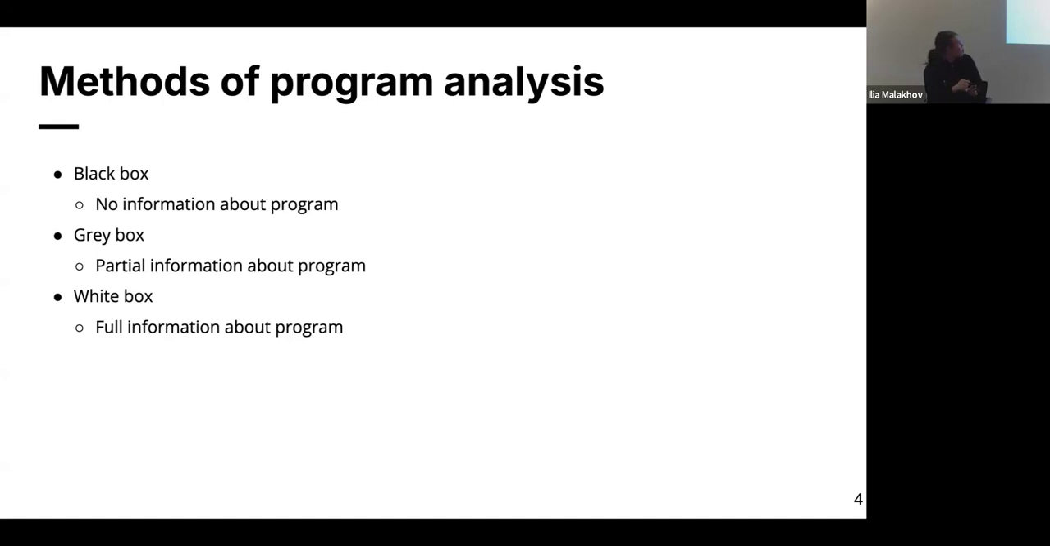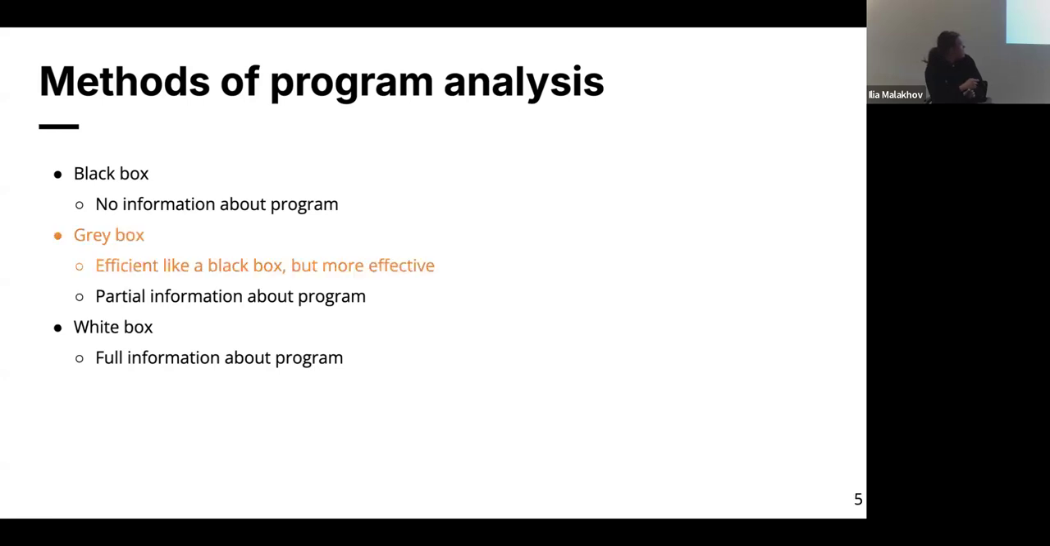As you can imagine, black box fuzzers are very simple and stupid, but they are also very fast. White box fuzzers, on the other hand, are very advanced, but also require a lot of time to get results. Gray box fuzzers are in the middle, and they are very good, since they are efficient like black box, but much more effective. A lot of gray box tools use coverage to guide their execution. This gives us a coverage-guided fuzzer.